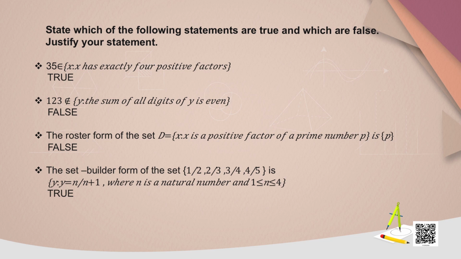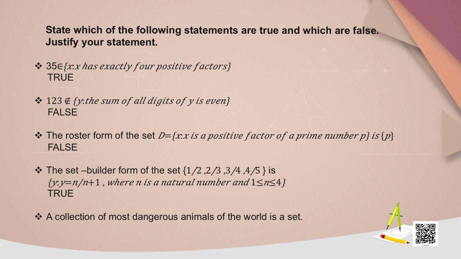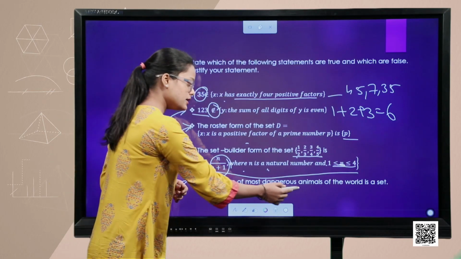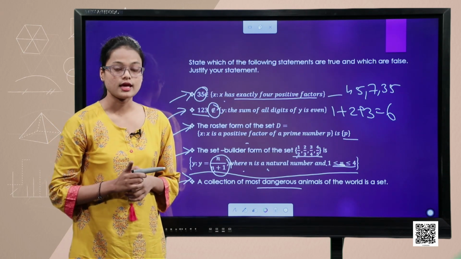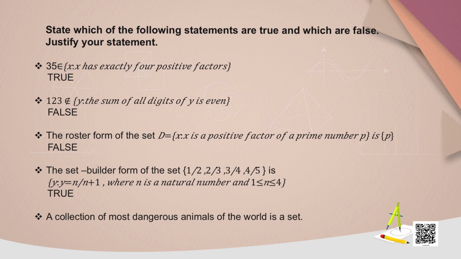Last statement. Collection of most dangerous animals of the world is a set? Again, remember, dangerous. This collection is not well defined, hence it is not a set. So, the statement is false. You can see the answers. Here the answers are. So, first statement is true, second false, third is also false, second last is true, and last the statement is false.